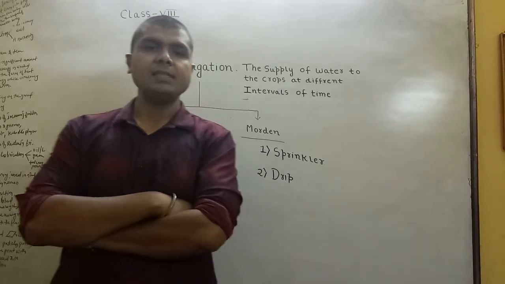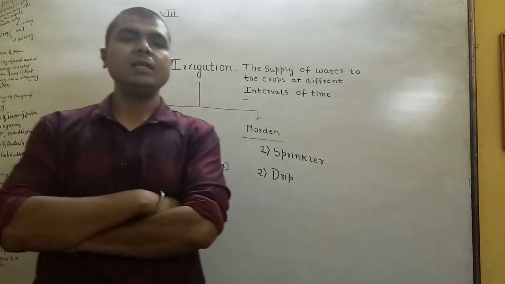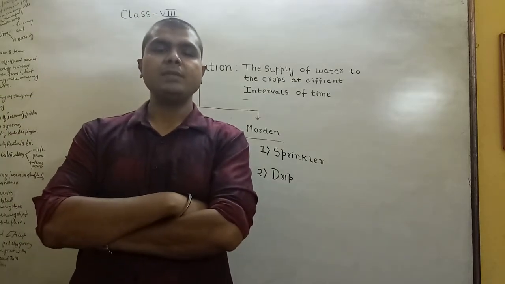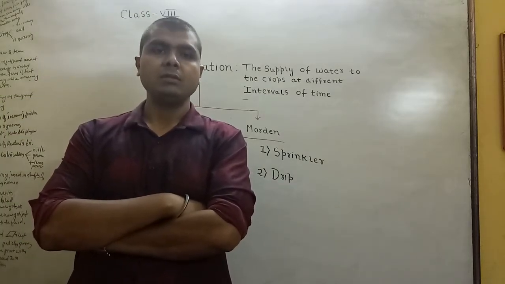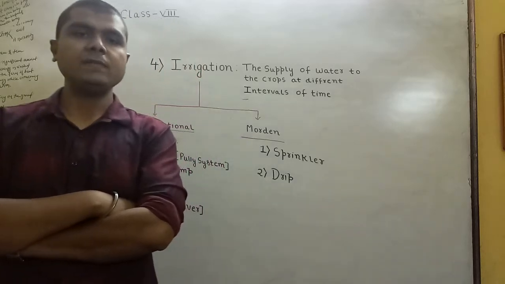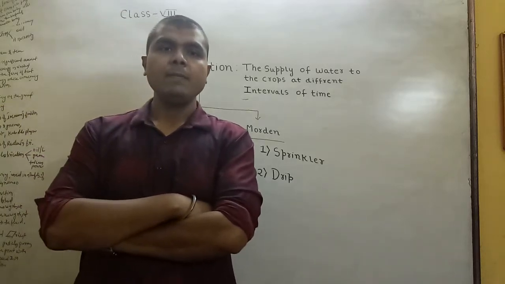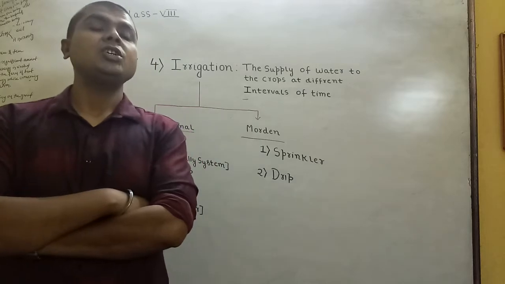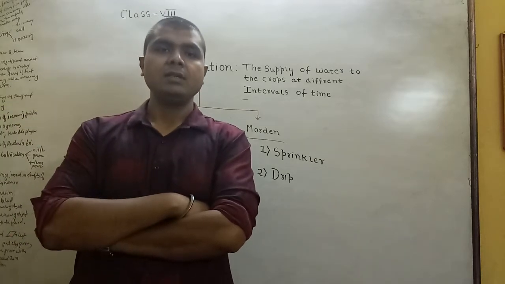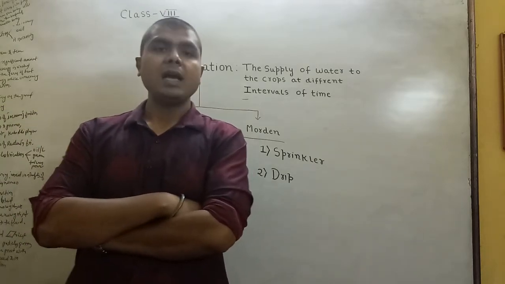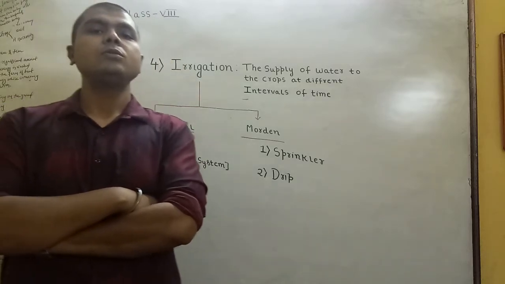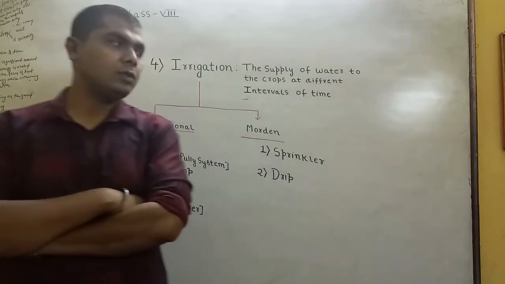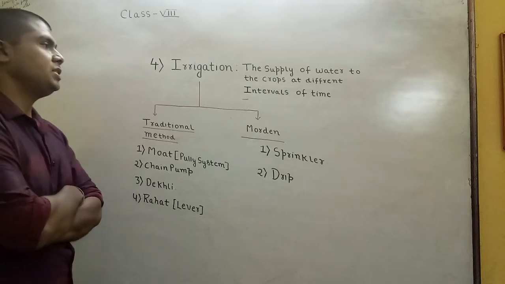In the previous classes, we have studied about the various steps of crop production. This includes preparation of soil, sowing, and addition of fertilizers and manures. In this class, we will discuss two different steps. The fourth one, that is irrigation.